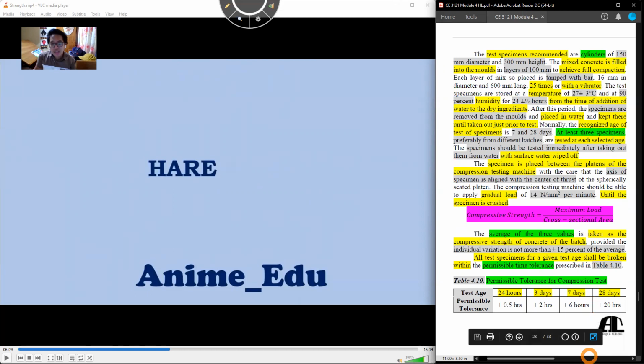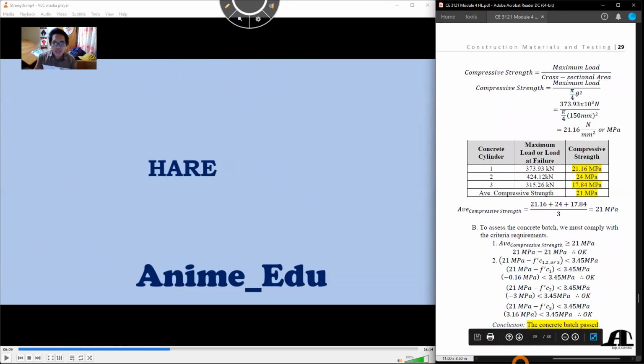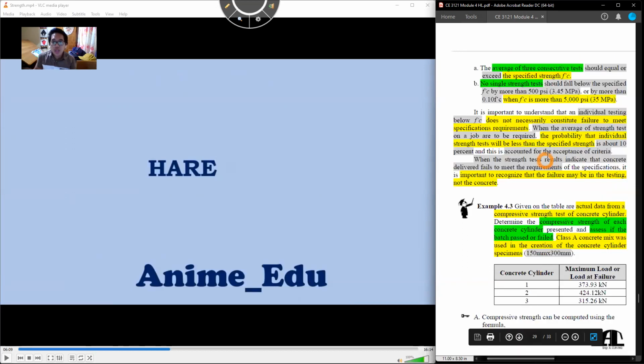So ano yung specified strength natin class? Depende kung ano yung mixed proportion natin. So for class A concrete, specifically class 1 cement, 2 sand, 4 gravel, dapat 21 megapascal. Ito class yung minimum natin, kasi nga, di ba sabi doon sa first criteria class, should equal or exceed.